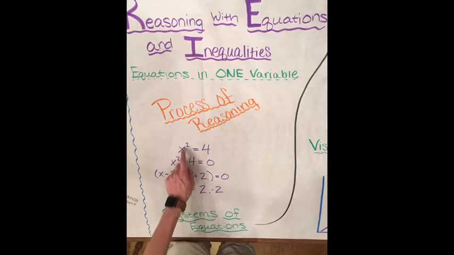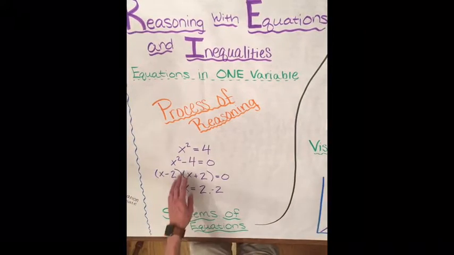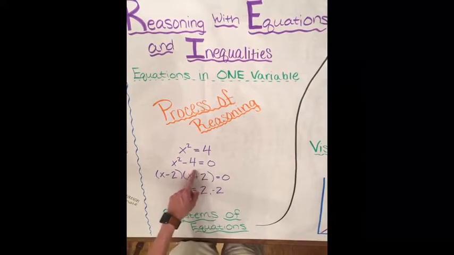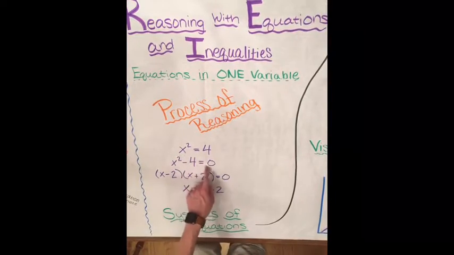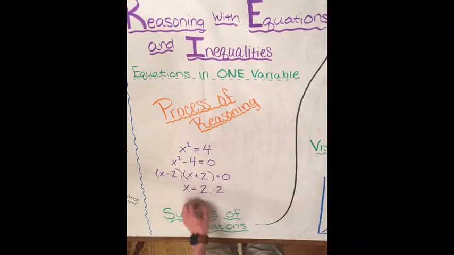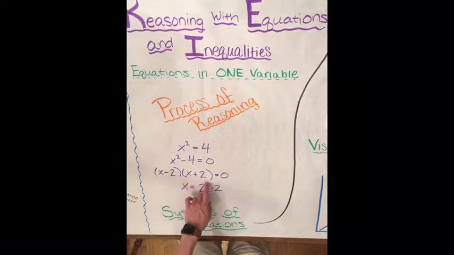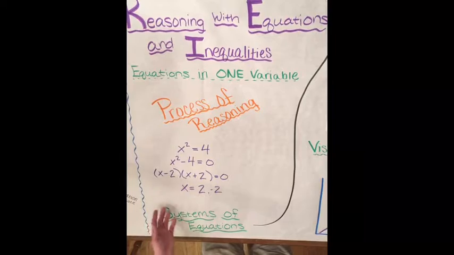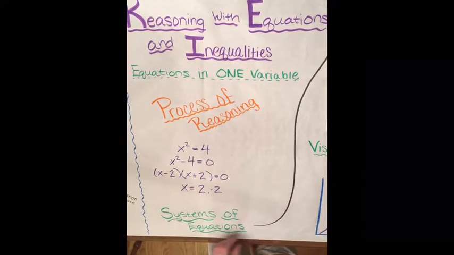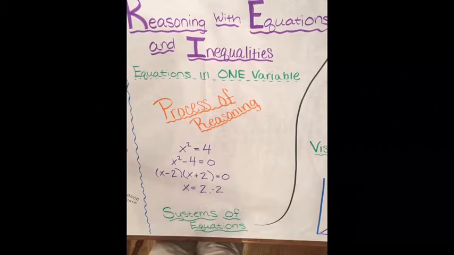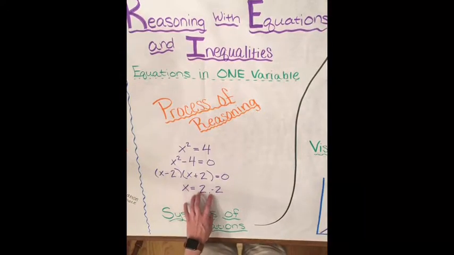So we have x squared equals 4. So we can see here that we subtracted 4 from both sides. So we have x squared minus 4 equals 0. And we took the x squared minus 4, broke it into 2 parts, and we have x minus 2 times x plus 2 equals 0. Solve for x, and we said x equals 2 and negative 2. But the big thing is why? Why did we do this? What are we saying here?